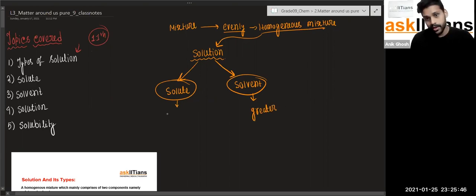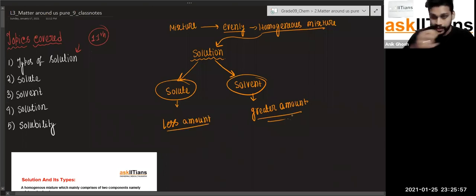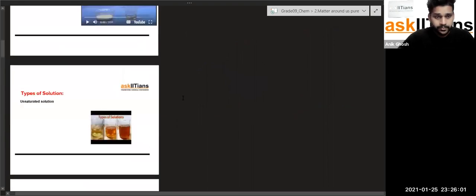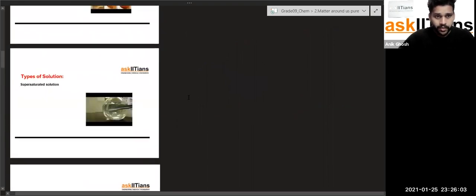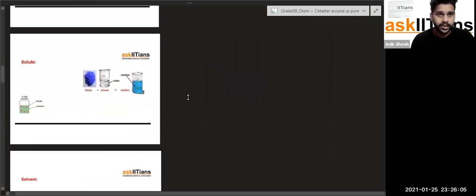And solvent is the part that is there in less amount. We would definitely go back there and try to understand this thing again. Okay, so if I just start with this part here, if we just look into this thing.